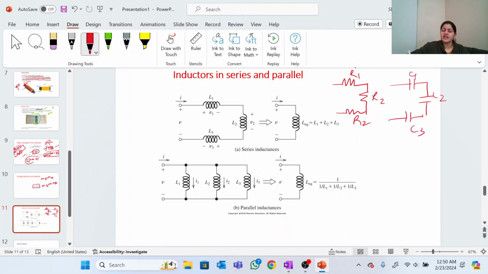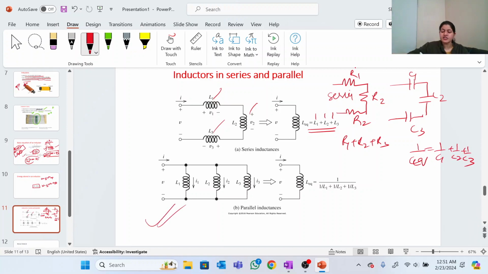So when these are connected in series, it will be R1 plus R2 plus R3, and the same will be the case in inductors. You can see that these three are connected in series, so it is directly L1, L2, L3, whereas in case of capacitors in series, it will be 1 by C1 plus 1 by C2 plus 1 by C3.